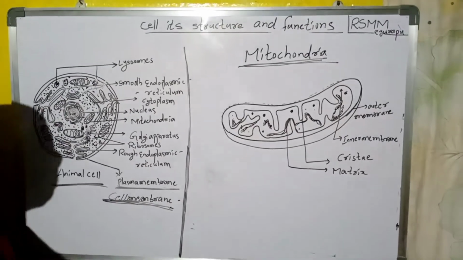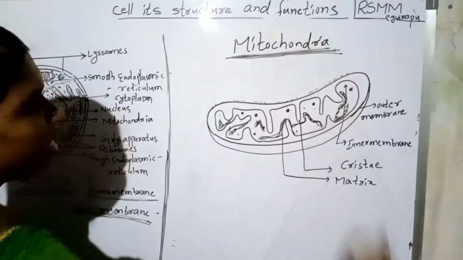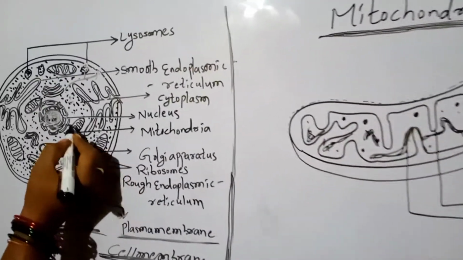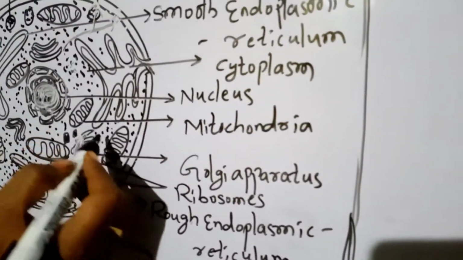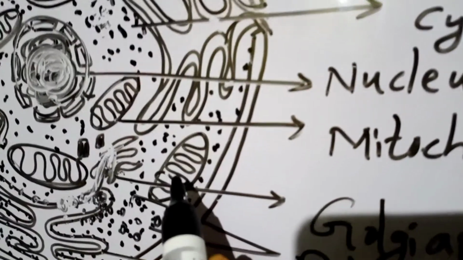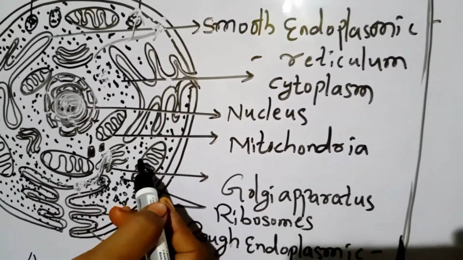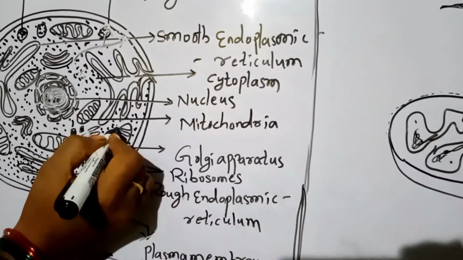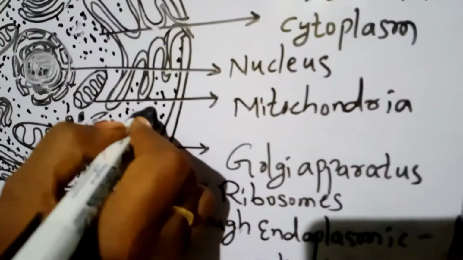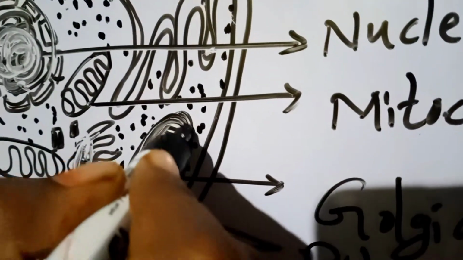Let us discuss another important organelle in a cell, that is mitochondria. Observe here, a cell. We are observing oval or cylindrical grains scattered in the cytoplasm. This is nothing but mitochondria.